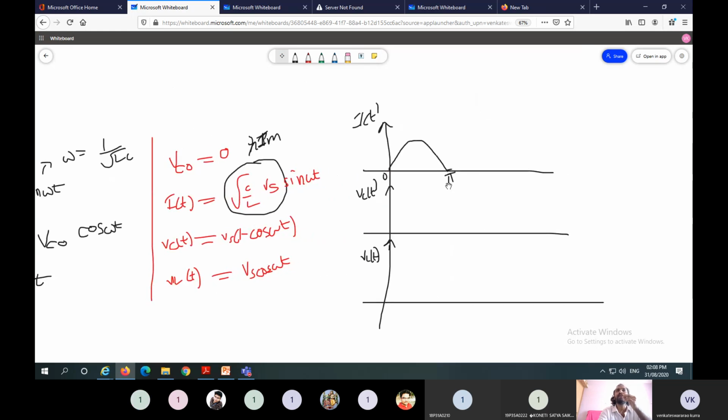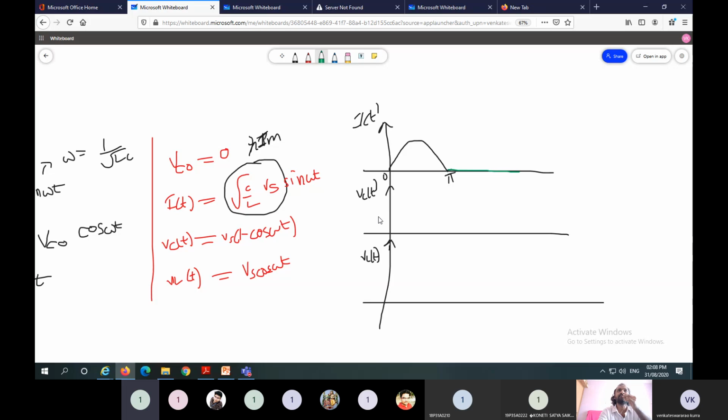So from 0 to pi, after pi, current will be negative, and at omega t equal to pi, current becomes 0. So the thyristor will be turned off, and there is no flow of current after pi.